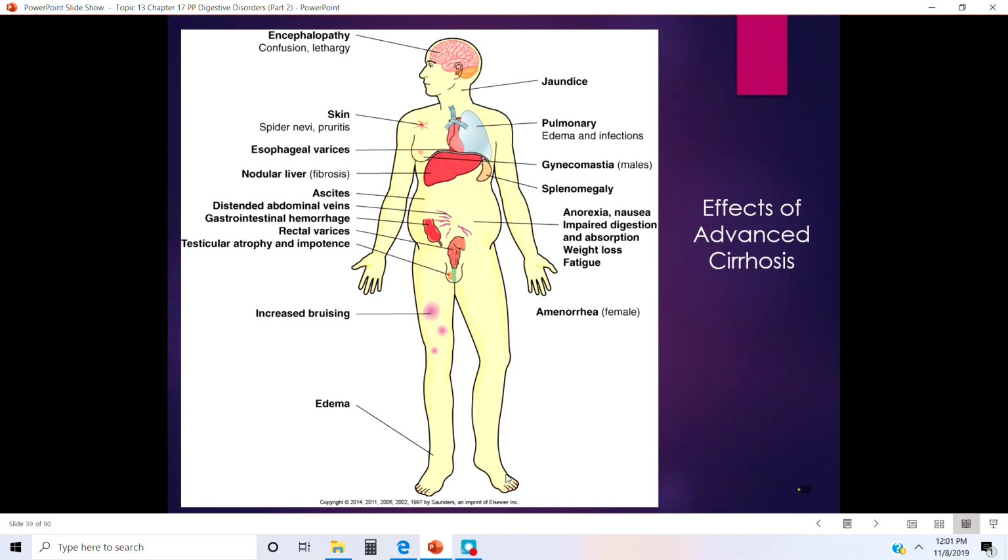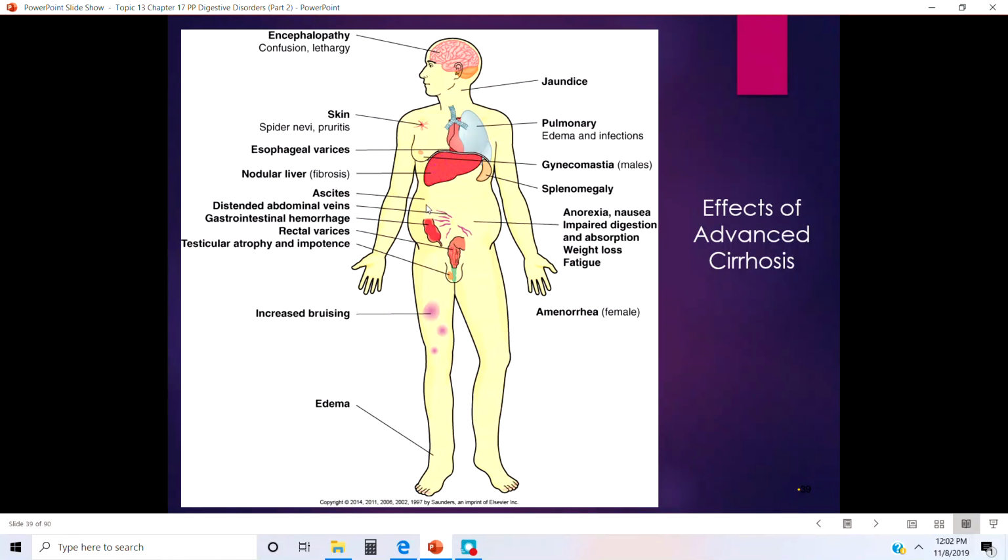So here's just a good picture, adding a couple things to the notes that we just went over. So there'll be the encephalopathy, right, causing confusion and the patient to be lethargic. They'll be yellow, right, that's the jaundice. They'll have pulmonary edema. Again, there's a buildup of fluid in the tissues, right? Everything's backing up. The skin will get these little what they call spider nevi. You see these little blood vessels in the skin. The skin will become itchy. They'll have the esophageal varices. We mentioned that before. The liver becomes nodular. That was the picture I showed you.